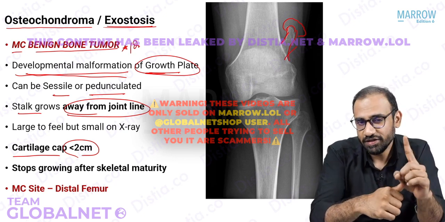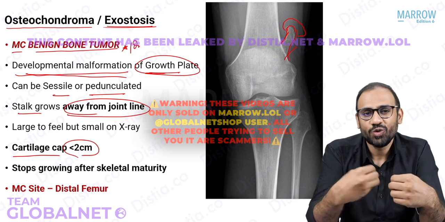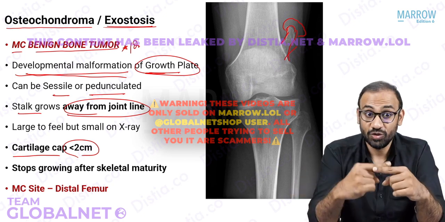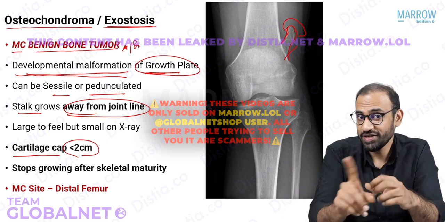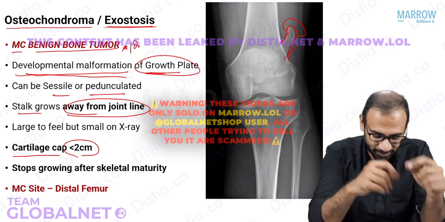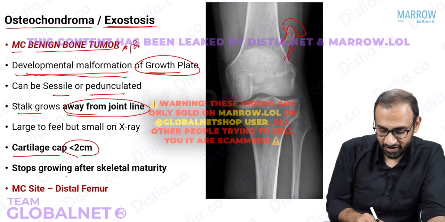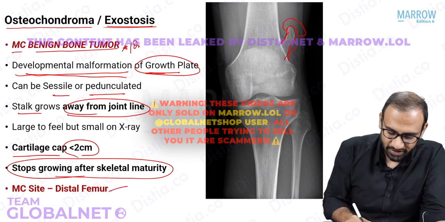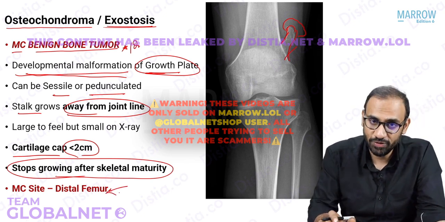Okay. Another thing that you should know is that it will be seen in a growing skeleton. And once the skeleton is matured, the growth will stop. That is why it is not a true tumor. Okay, so these two things I want you to understand and remember. So it stops growing after skeletal maturity, and usually occurs around the knee. Most common site is the distal femur. So far so good. Are you able to appreciate this?